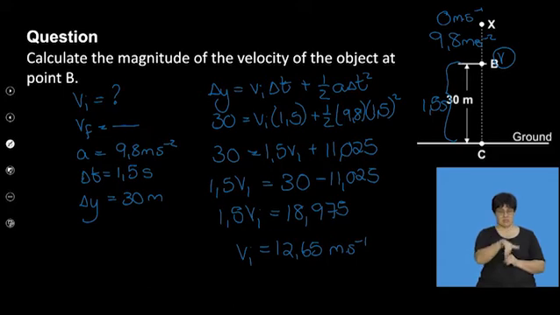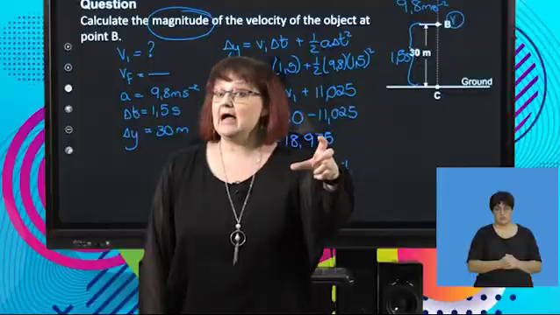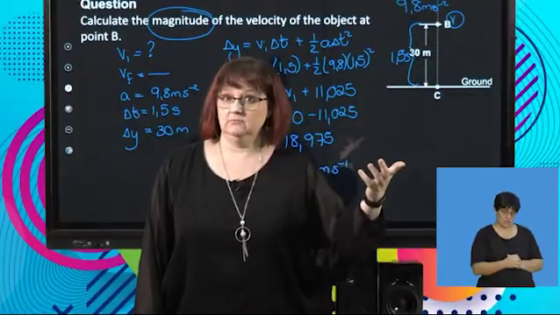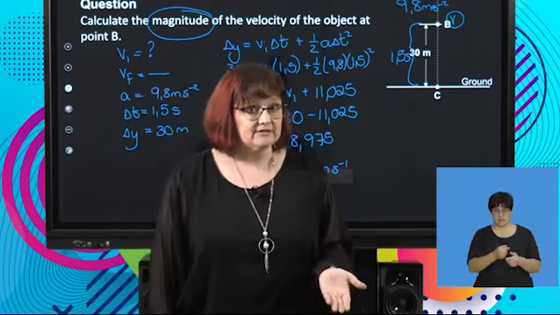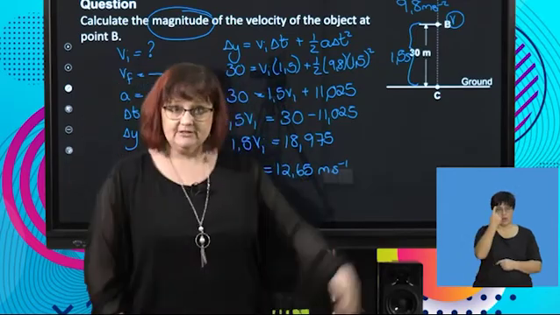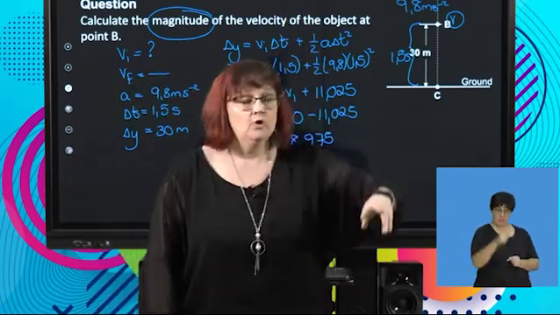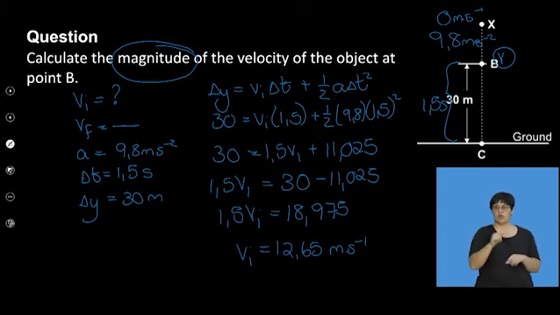It's a velocity. I would usually say I need to give a direction, but the question said magnitude. In other words, size only. But it's down, and I expected to get a positive answer because at B, there's no way it's going up. It's still going down. So I know it went from 0 to 12.65 meters per second at B. We all good?